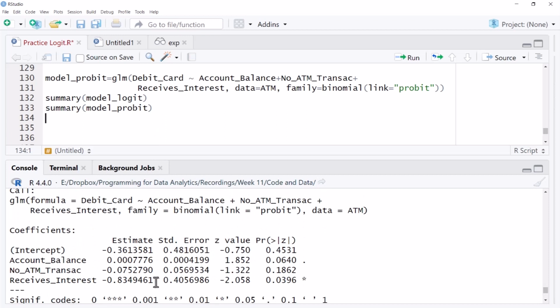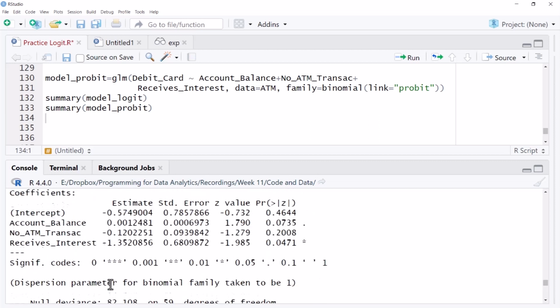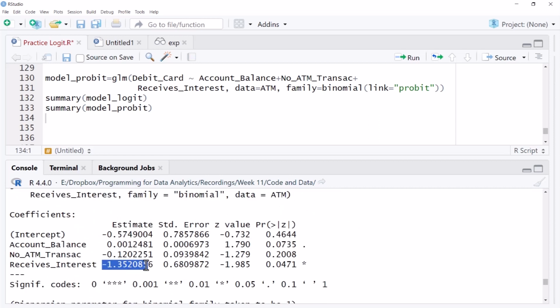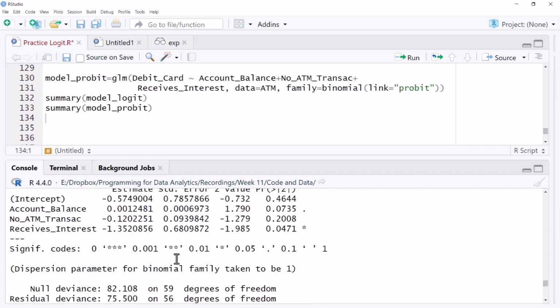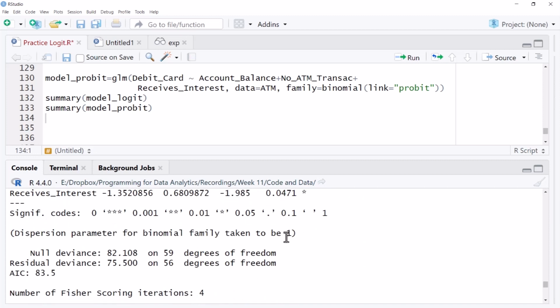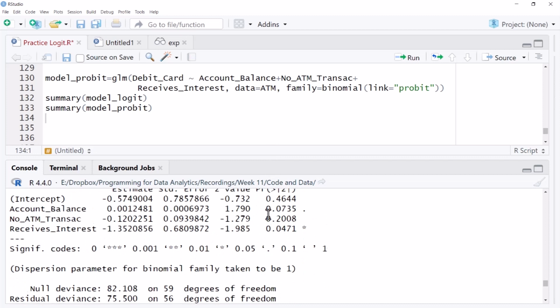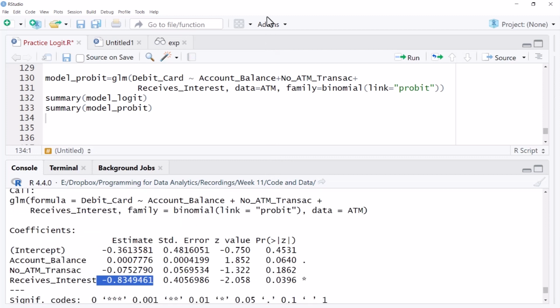So when I run probit, I get a coefficient of minus 0.83, although this does not have a bigger implication. It has minus 1.35 with logit, and this has 0.0012. So not very similar, but pointing toward the same direction. Both the coefficients are significant and pointing toward the same direction. Let us look at the marginal effects.